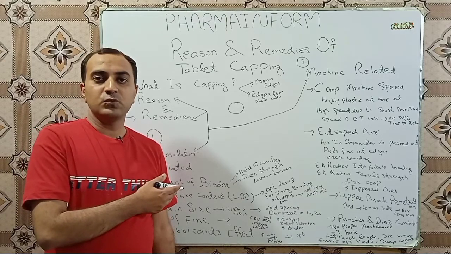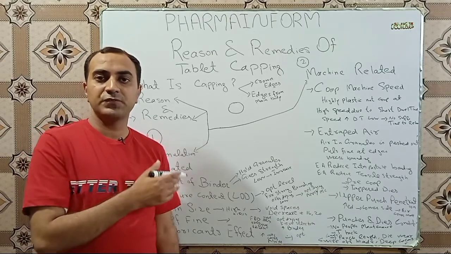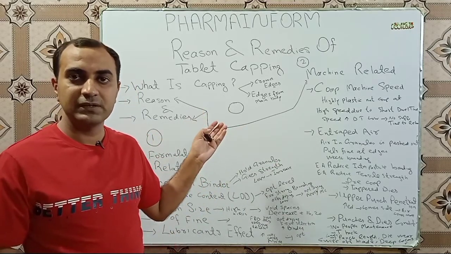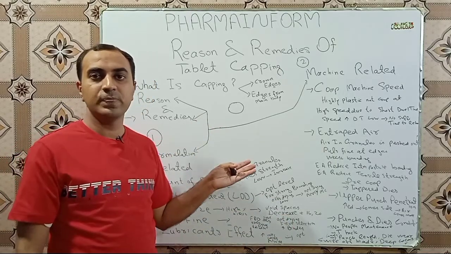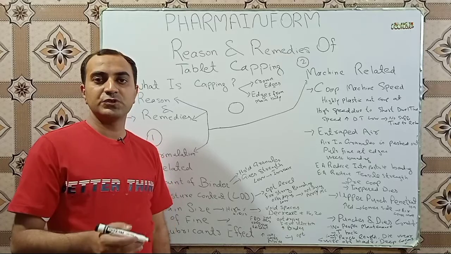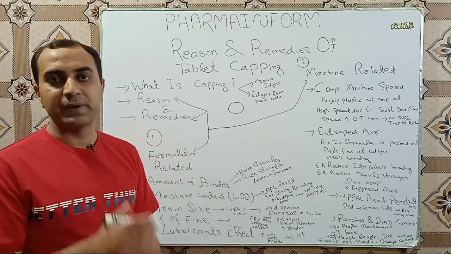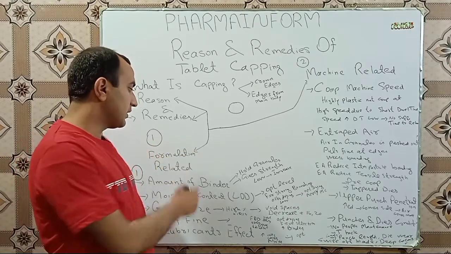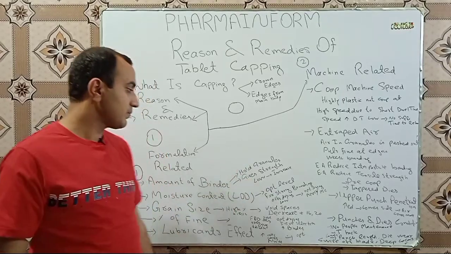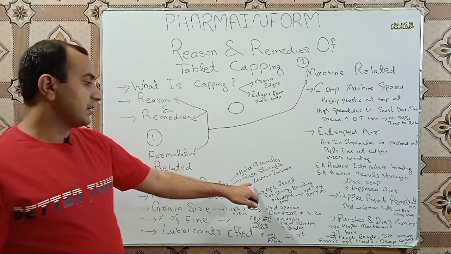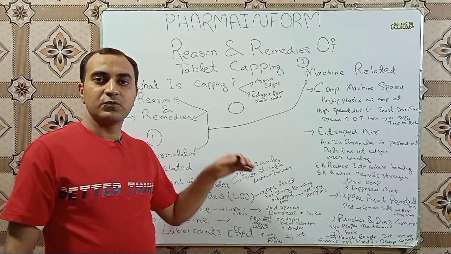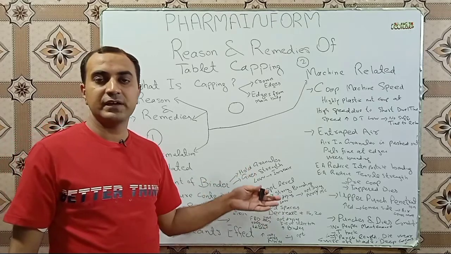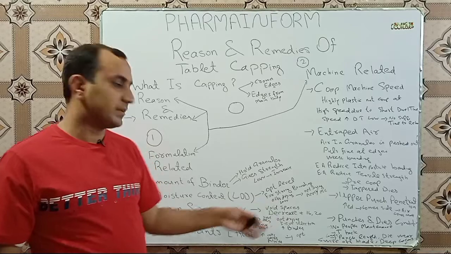How the capping is related to binder? If the binder amount is low, then we may face the tablet capping problem. So what will be the solution? The solution is to increase the amount of binder or use the optimum concentration of binder to solve the capping problem. Meaning if in our formulation binder amount is less, we can increase amount of binder so that our tablet may gain more strength and capping problem will be prevented.